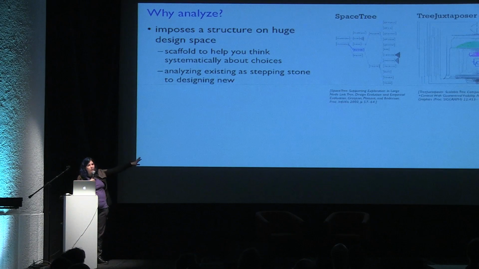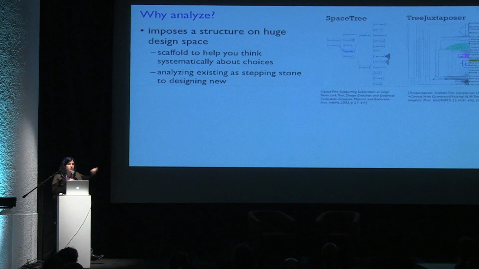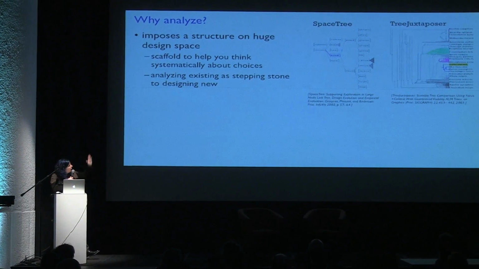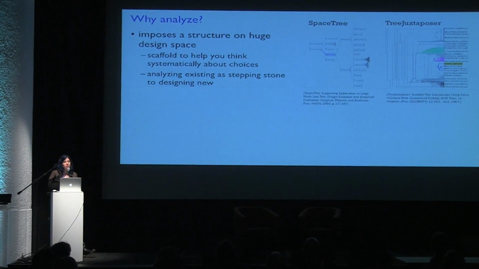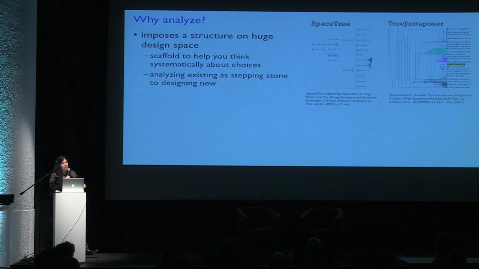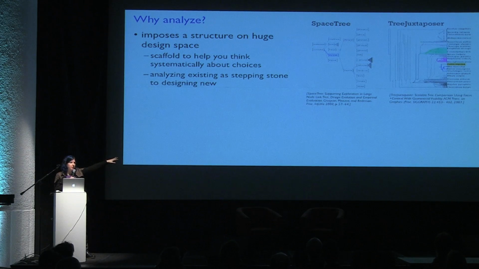So just to give you an example, before I start walking through anything, I'm just going to throw you into the deep end with an example of looking at two different systems to visualize trees. SpaceTrees from Maryland, TreeJuxtaposer from my own lab. And if you just look at the pixels, some pretty different things are going on the screen here.